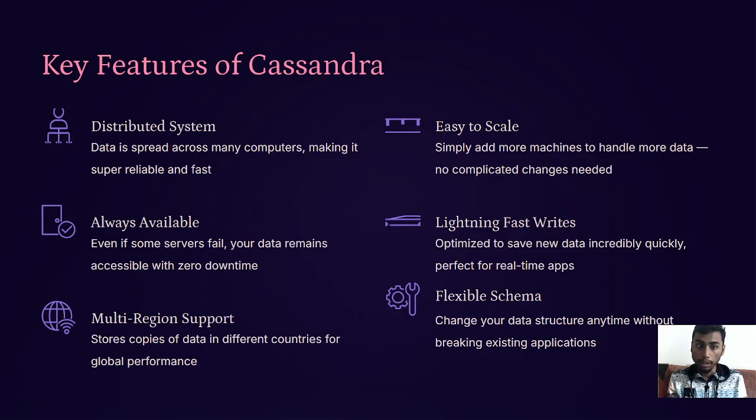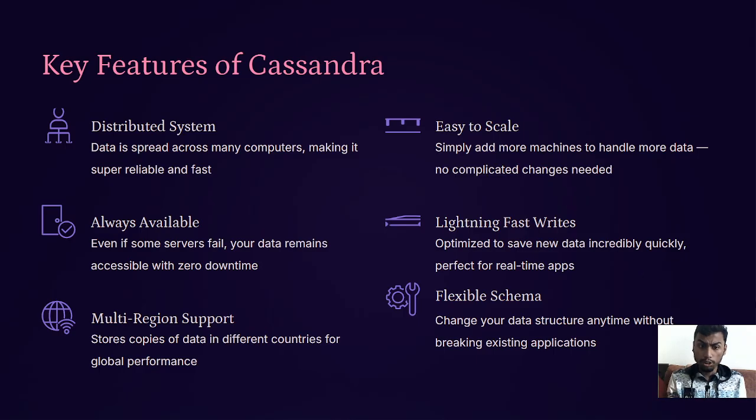It's always available. Even if the servers fail, like we discussed in the previous slide, there is no single point of failure. If some nodes fail, there is duplicate data, so we can get our data from another node. Lightning fast: it has very low latency for read and write, so it is lightning fast, and the updates are very frequent.